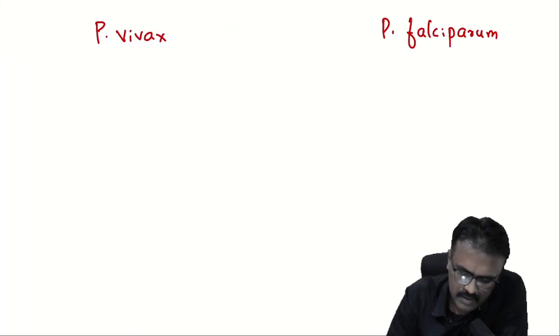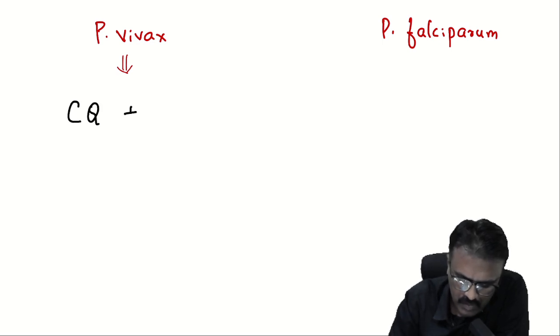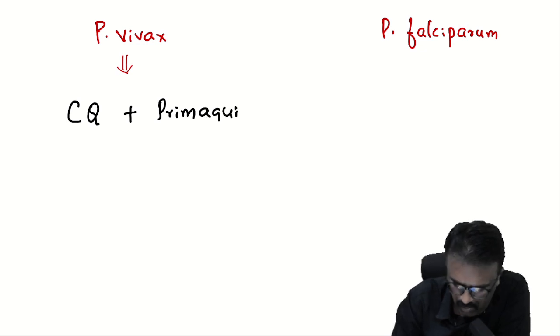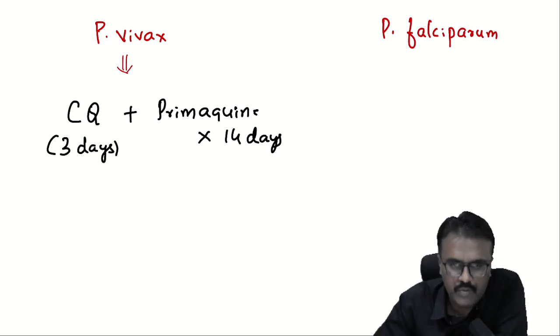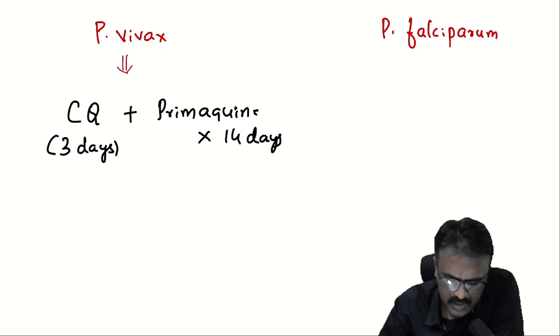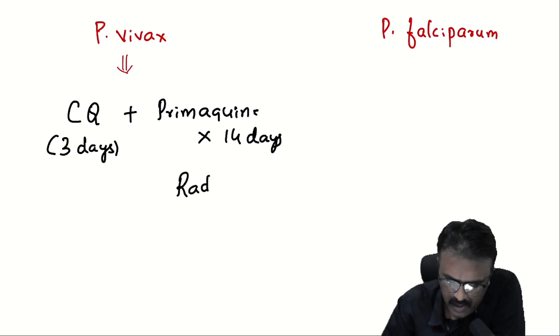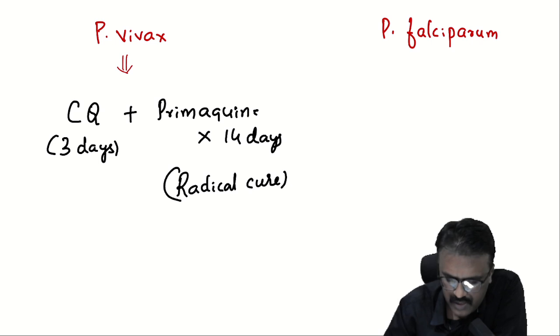Apart from this, how do you treat Vivax? For Vivax, still today, the best drug we can start is chloroquine. CQ means chloroquine, plus primaquine for 14 days. So if I give chloroquine for 3 days, primaquine is given for 14 days. Why 14 days, sir? It is for radical cure. Radical cure means to kill hypnozoites.